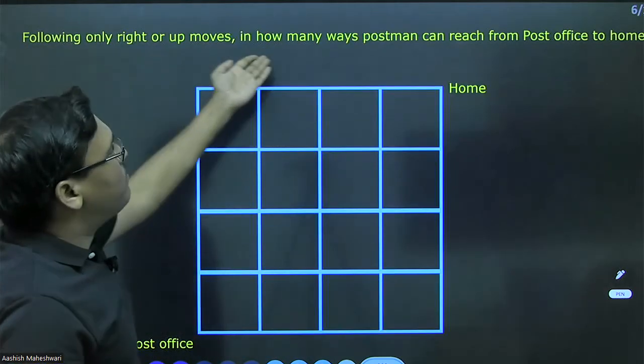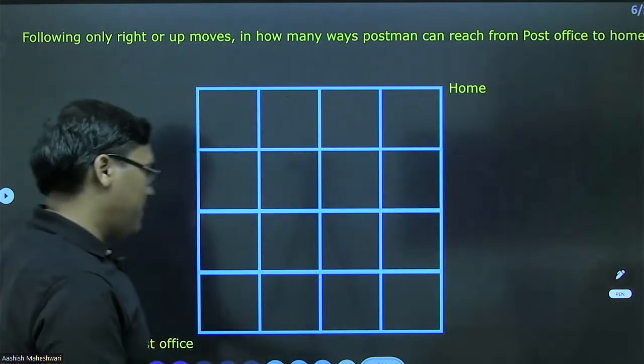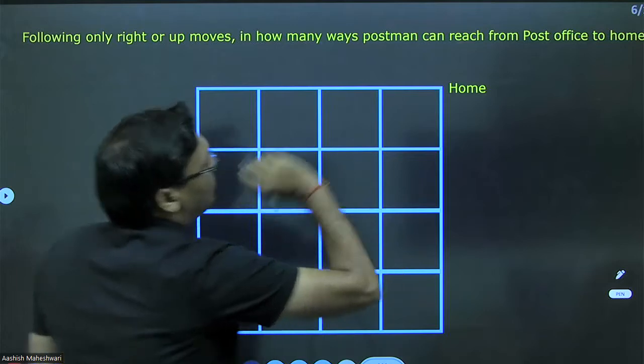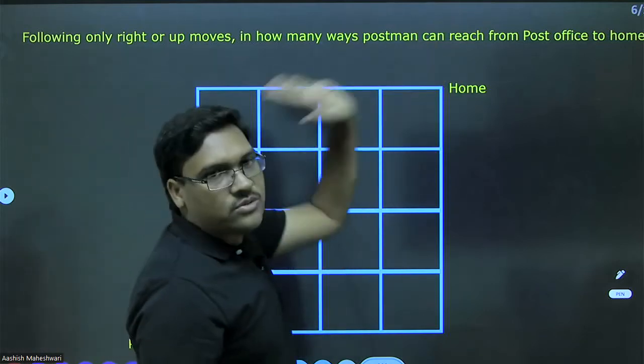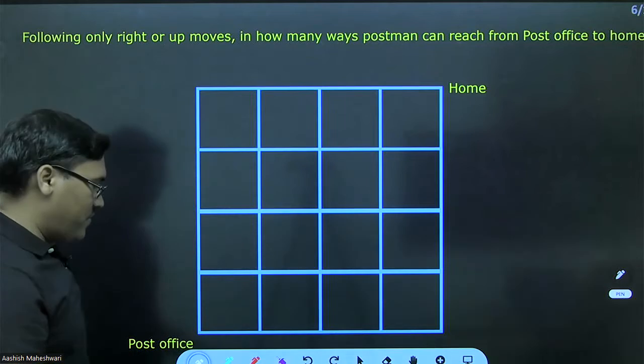Now let's apply the same concept to the next question. Following only right moves and up moves, how many ways can a postman reach from the post office to home? Again, same thing. Post office here, the person wants to reach home. He wants to deliver something to this home, right? So in how many ways can you do this? Now, you can pause this video and try this.